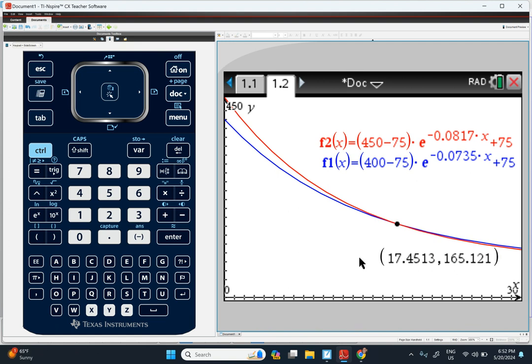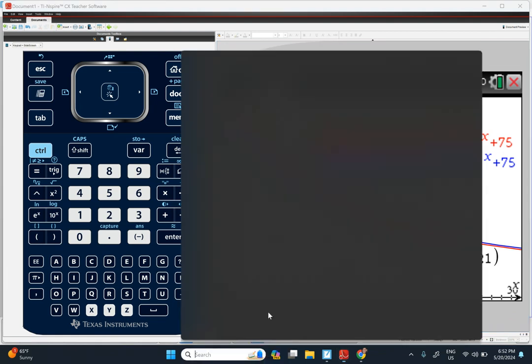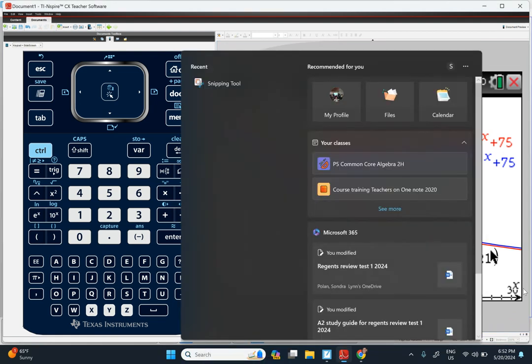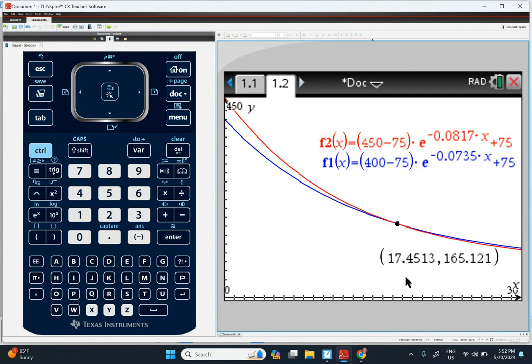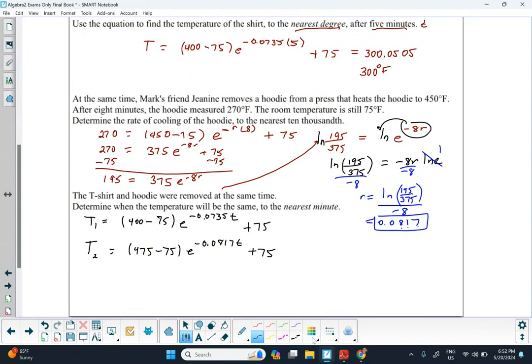17.453, 165.121. So for a test, you'll have more room on the actual test. In this book, they just shrink a sheet of paper. You should sketch out that function. When you're solving for this, again, as I said before, you're going to sketch it out to receive credit.